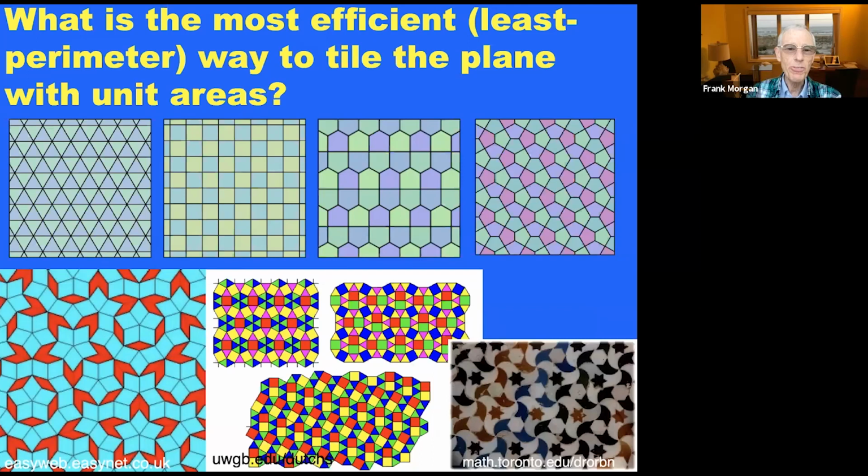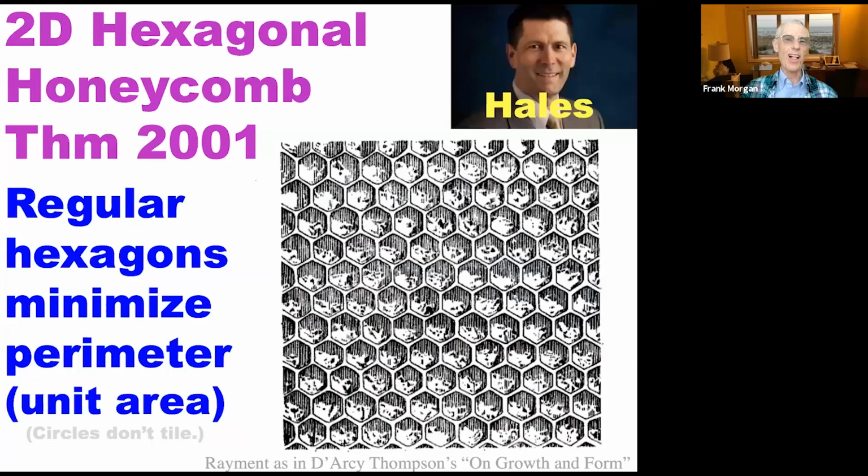Well, the answer is the bee's hexagonal honeycomb, consisting of regular hexagons, as was proved by Thomas Hales back in 2001. Now, of course, circles have less perimeter, but they don't fit together. They don't tile. So hexagons are the best tiles. Back in 2001, when Hales proved this, it was the longest standing open problem in mathematics going back to the ancient Greeks. And it's a difficult proof. I won't talk about that.